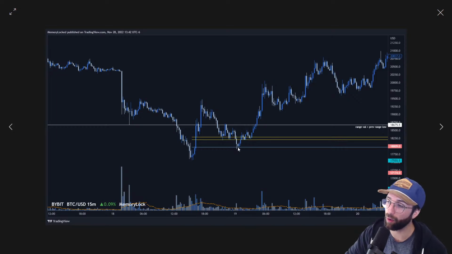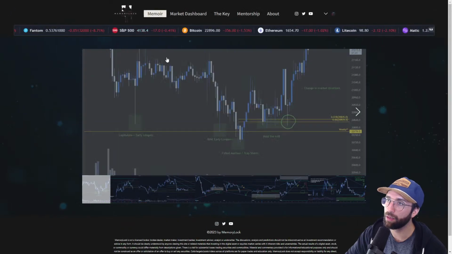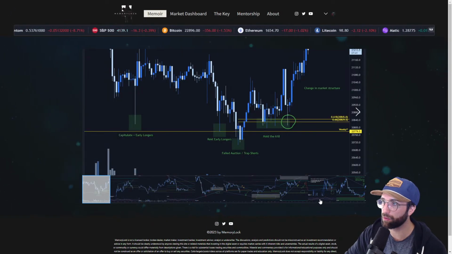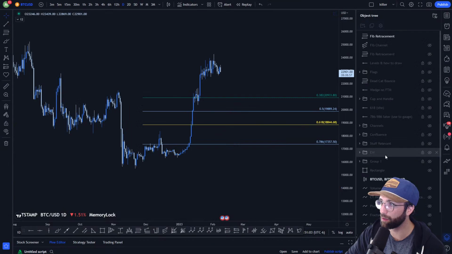And this is where you would have wanted to add more. Price reclaims the 618 right after this deviation here and has some market structure change. You would have wanted to add more here again on the 618 for the rest of the move up that we know eventually led to 25K, right? So it was a really, really nice move to the upside. Right, so we'll head back to our charts.